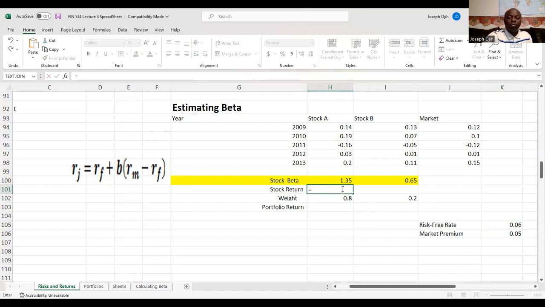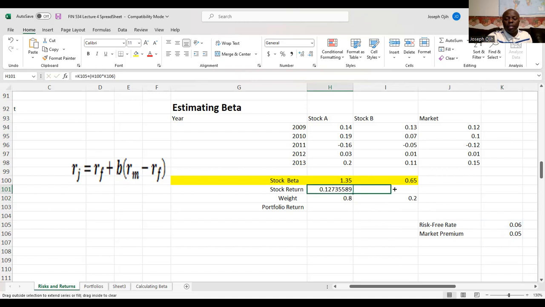So now we have equals RF, which is from here for stock A, plus, in parentheses, we have beta. We have the beta right here for stock A, times the market premium, which is 0.05. Beta times 0.05, which is over here. And close it. And that gives us the required return.